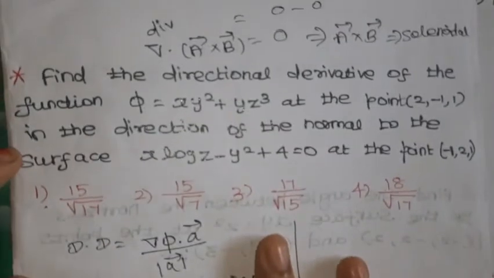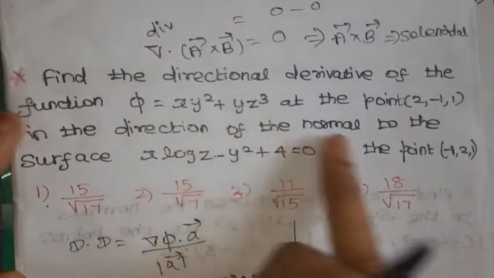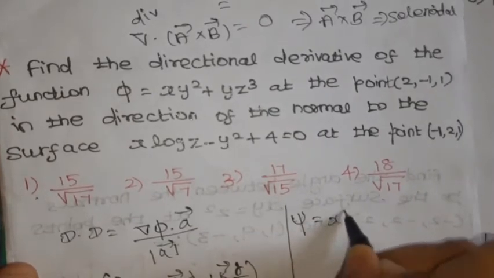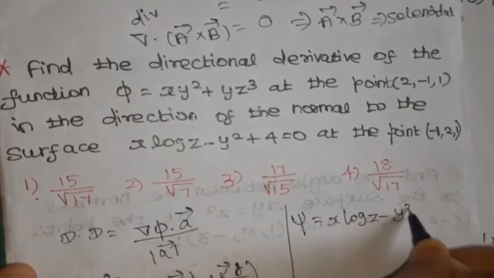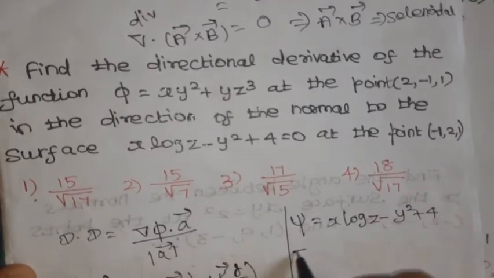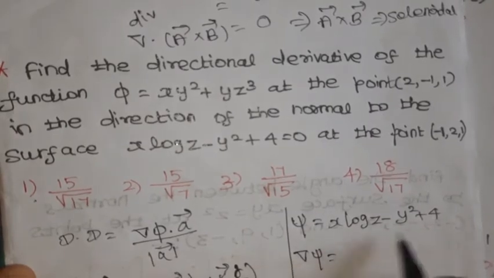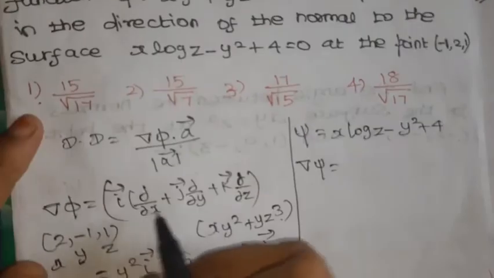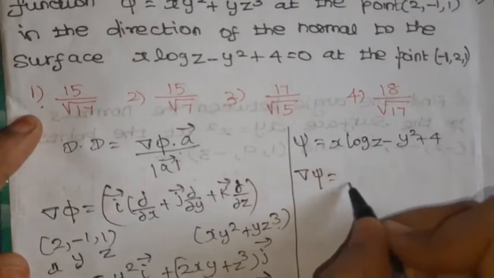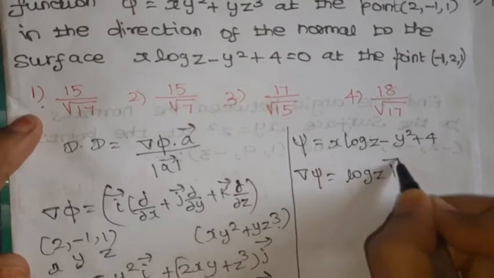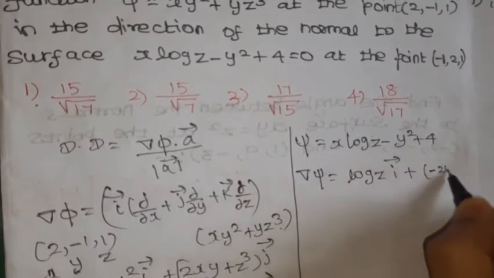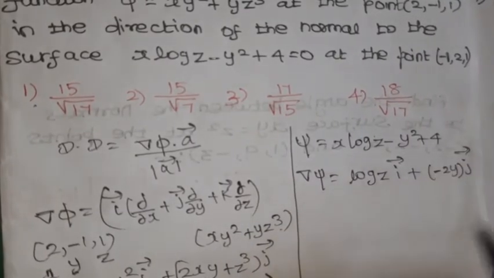Then what else are we going to do? One more surface, the normal to the surface given. Say it is psi. Take it as psi, x log z minus y squared plus 4. So find del psi. Del psi is nothing but I dou by dou x plus dou by dou y, the same thing here. So dou by dou x of this, what we will get? Log z into I vector, plus dou by dou y, minus 2y j vector.